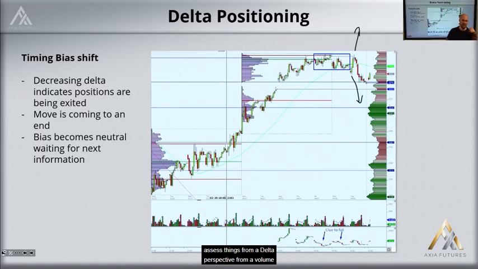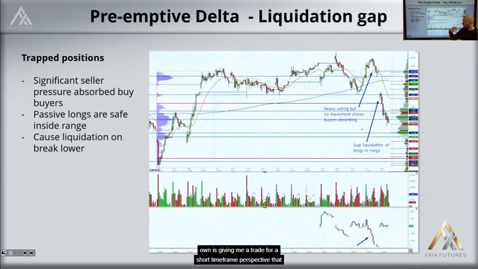Again, you can now start to assess things from a delta perspective, from a volume perspective, and make your choices. So it's about giving yourself a bias over time, giving yourself guidance as to what could happen, rather than being able to say, yeah, delta on its own is giving me a trade. From a short time frame perspective, that can. What we've got here then is, again, this delta positioning, this clue.